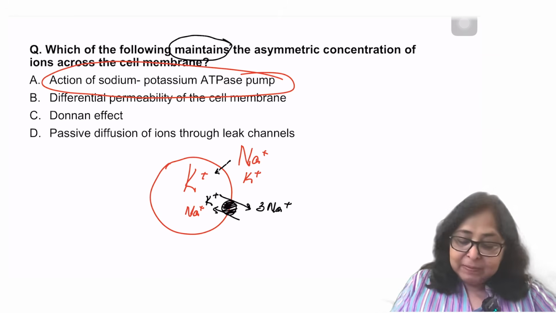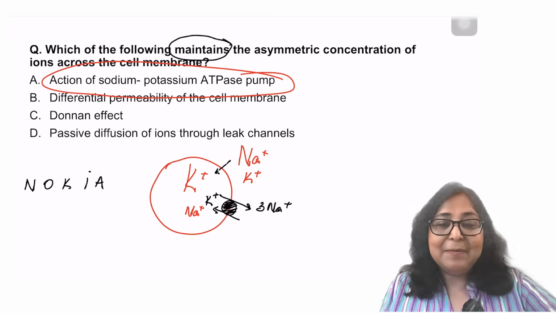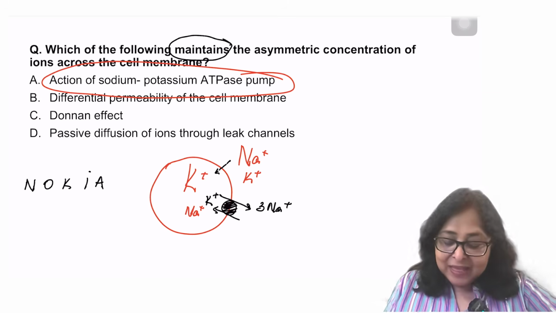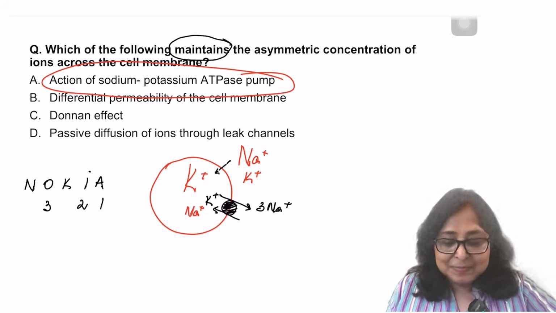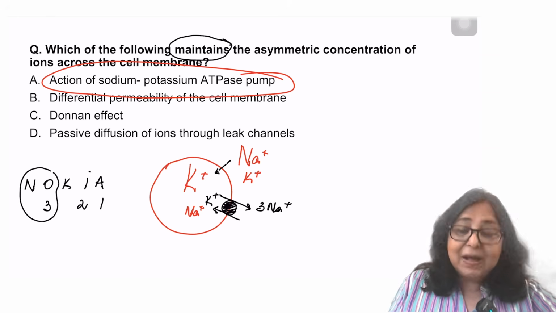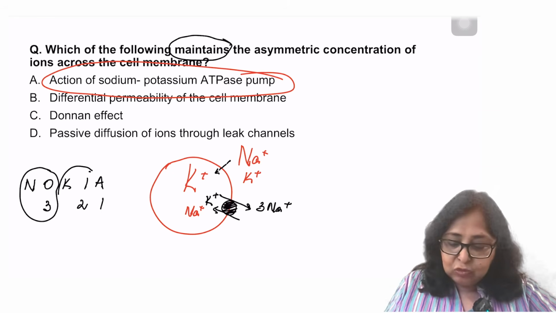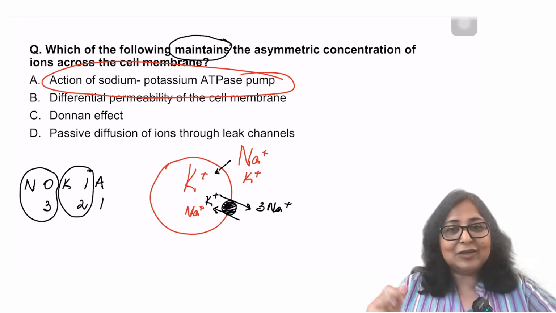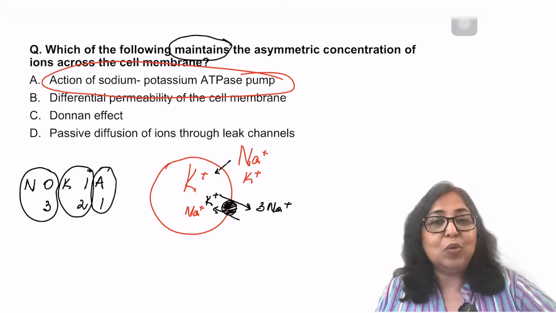Right? Please remember, for the sodium-potassium pump, Nokia, cell phones by Nokia were very popular. And remember the model 3-2-1. What does this mean? The sodium-potassium ATPase pump pumps out 3 sodium outside. Sodium outside 3, brings in 2 potassium inside. Potassium inside 2, for each ATP hydrolyzed.